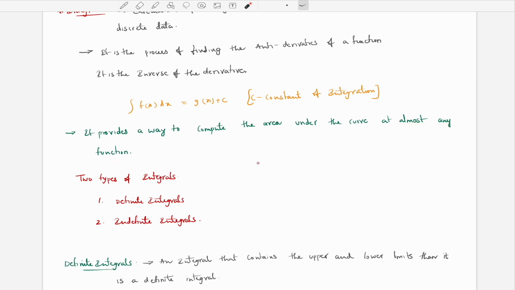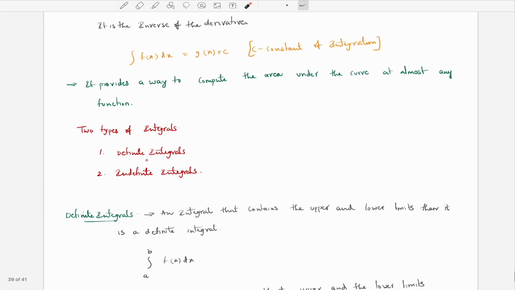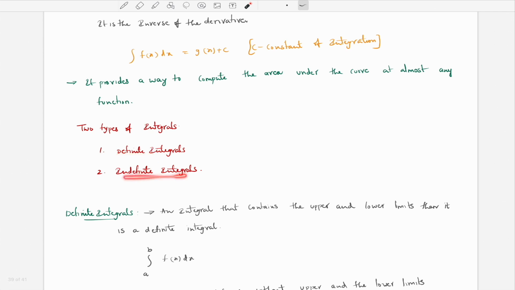What do you mean by integration? It is the area under the curve, right? As we discussed in the previous lecture, finding the slope of the curve is differentiation, and the area under the curve is integration. There are two kinds of integrals: definite integrals and indefinite integrals.